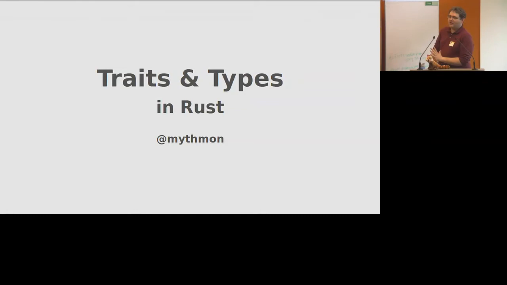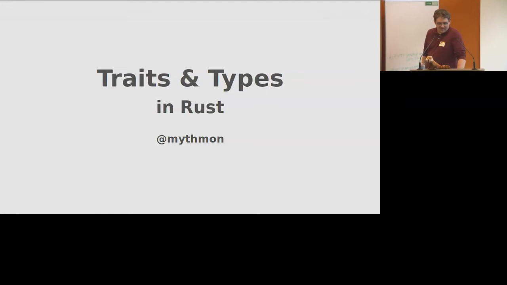So I'm going to be talking about the trait system and how it intersects with the type system. I kind of assume you know a little bit of Rust. We aren't going to cover the very basics, but if anything is confusing, please interrupt me and ask questions. Raising hands is good.